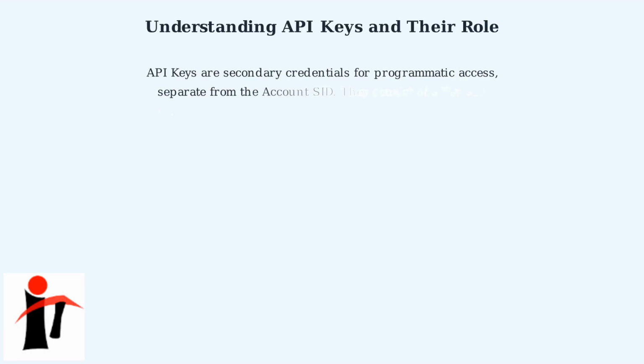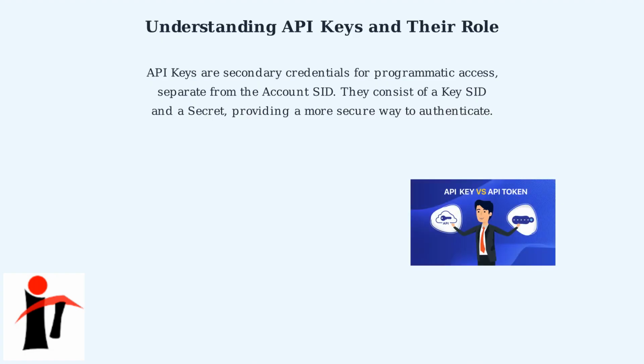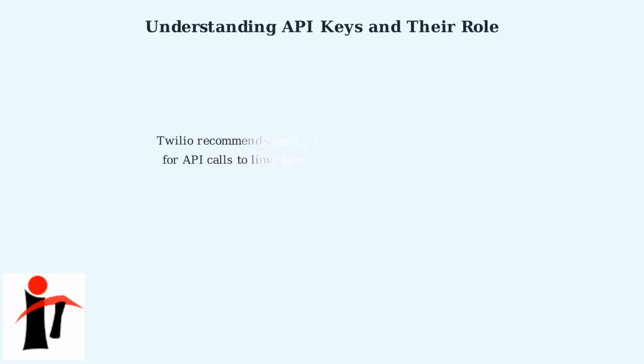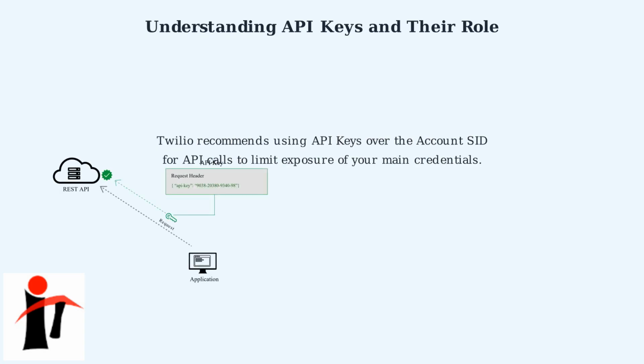API keys are secondary credentials designed for programmatic access to Twilio's services. Unlike the account SID, which is your primary account identifier, API keys are separate and consist of two components: a key SID and a secret. Twilio strongly recommends using API keys instead of the account SID for making API calls. This approach limits the exposure of your primary account credentials, reducing security risks if the keys are compromised.